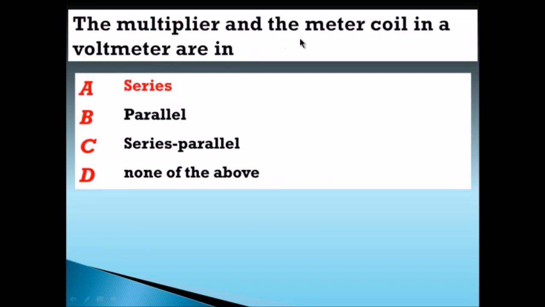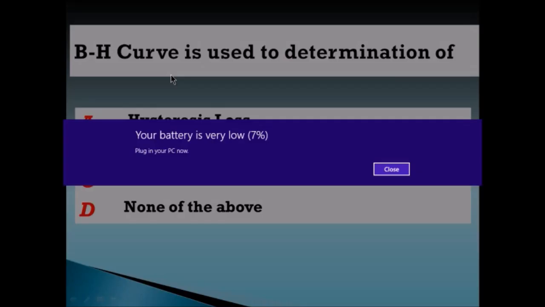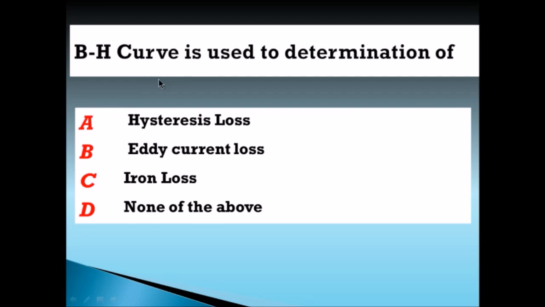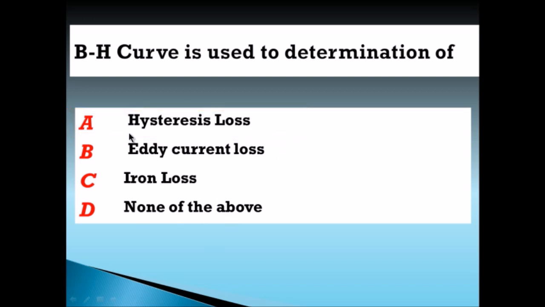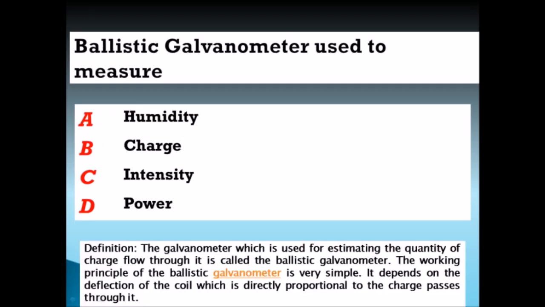The multiplier and the meter coil in a voltmeter are in... The multiplier and meter coil are generally in series. So the answer is A, series. BH curve is used to determine hysteresis loss, eddy current loss, iron loss or none of the above. So the answer is hysteresis loss. The BH curve is generally used to find out the hysteresis loss.